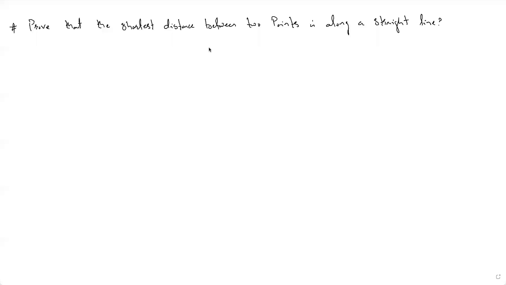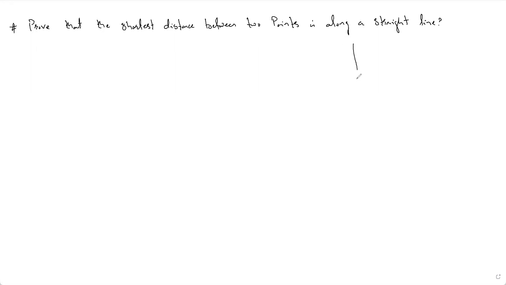So as I was saying, one of the simplest applications of the Euler equation is that we can prove that the shortest distance between two points is along a straight line. Okay, so I will just start with the distance element.